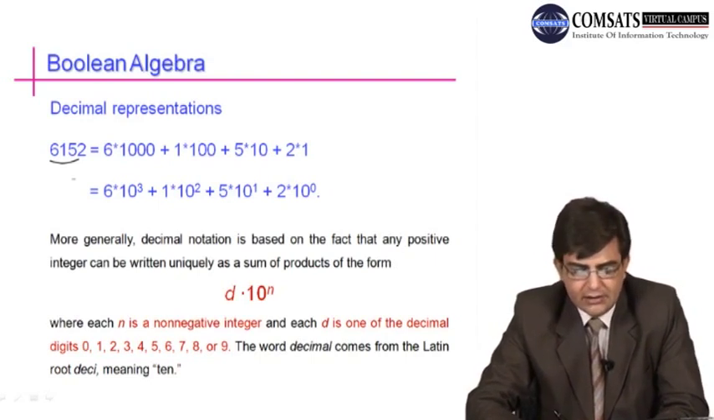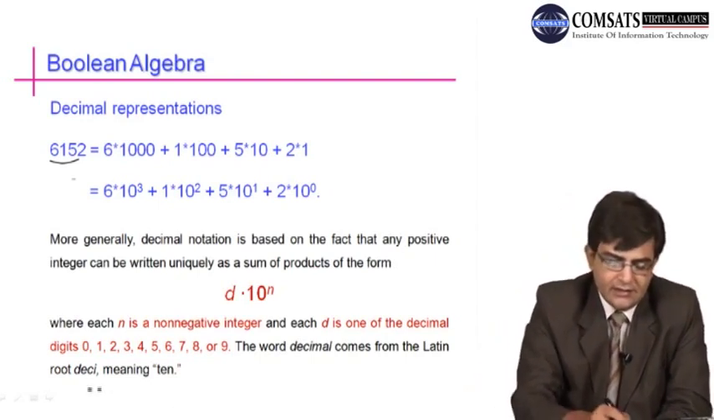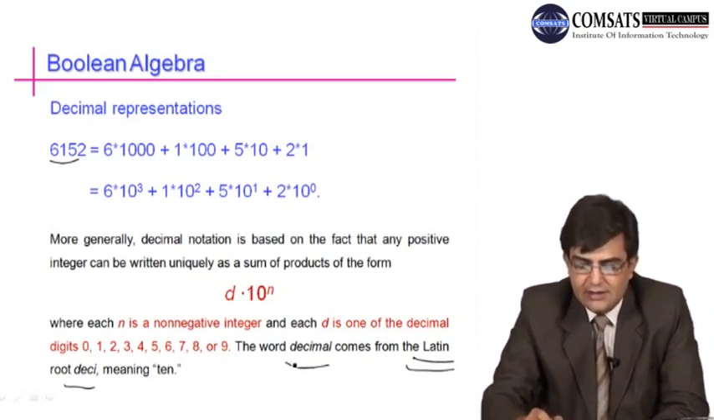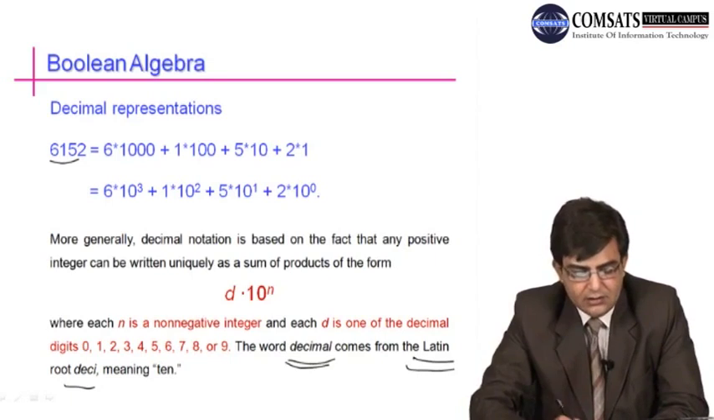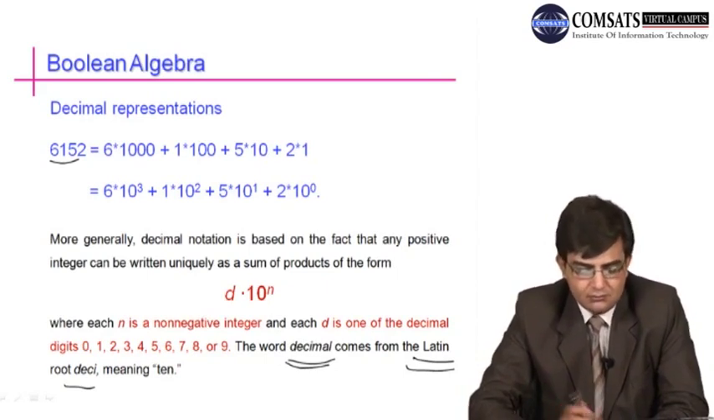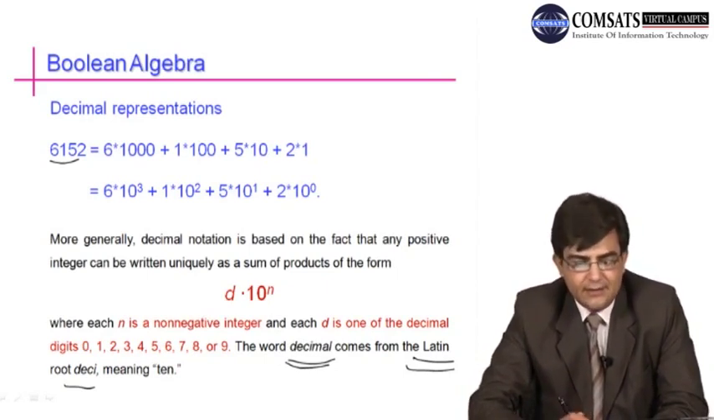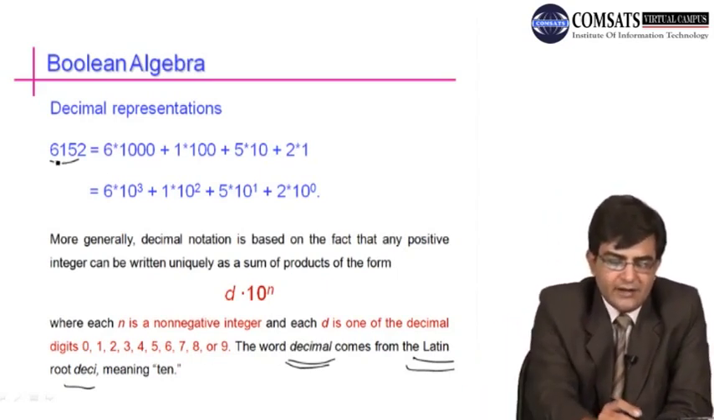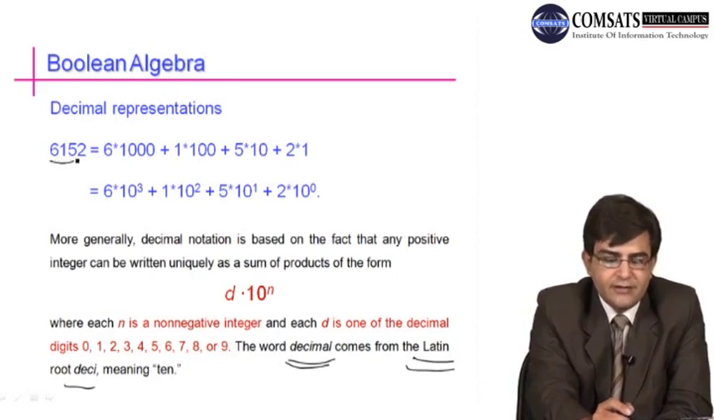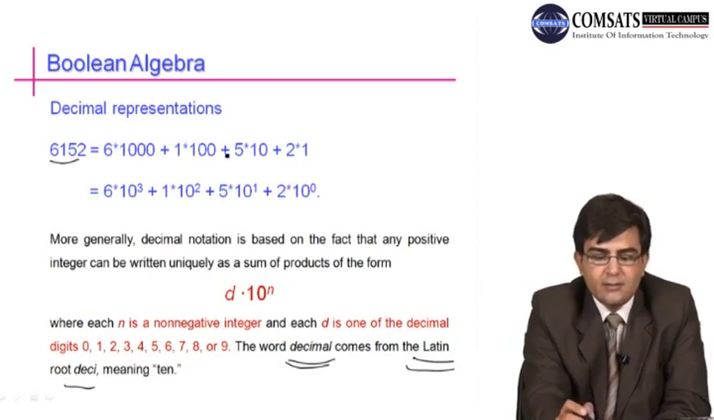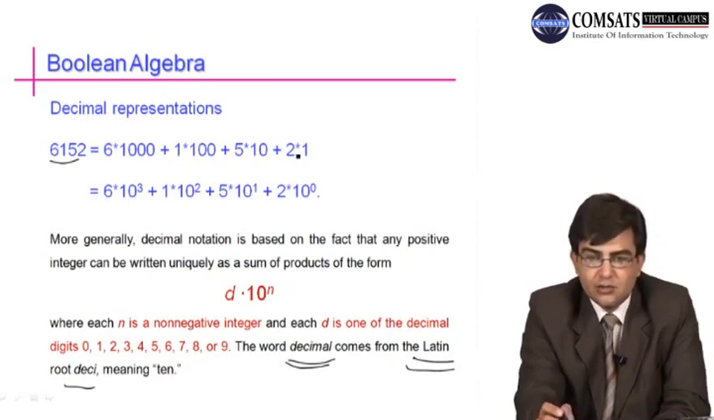Deci means 10, and this is basically a Latin word. Decimal comes from the Latin word deci, which means 10. This is basically a system of numbers whose base is 10. So its decimal representation is, we can write 6152 as 6 into 1000 plus 1 into 100 plus 5 into 10 plus 2 into 1.